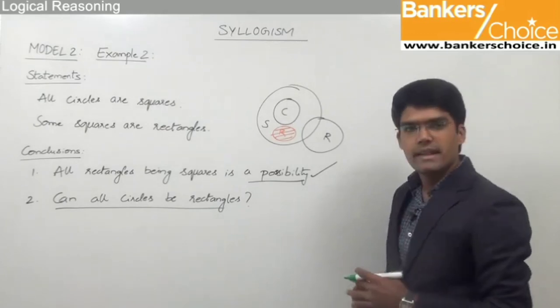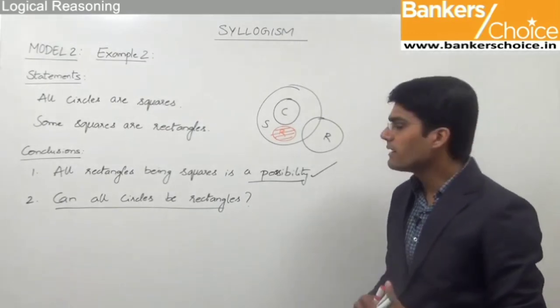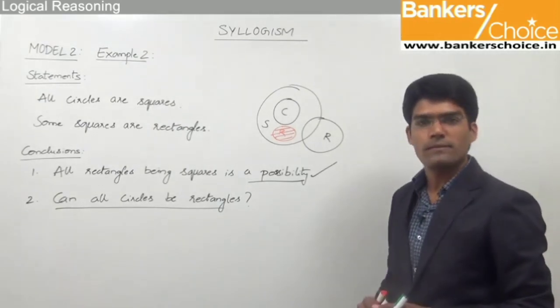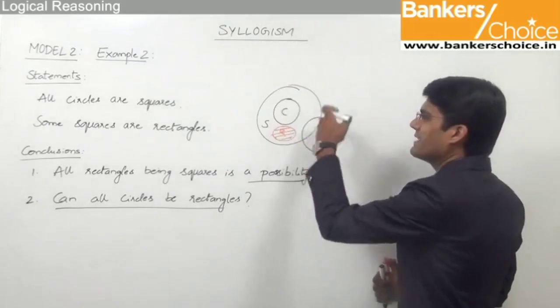Let us now look at the second conclusion, that is can all circles be rectangles. Here we need to check whether all the circles can be rectangles or not. Now if you go by the first statement, all the circles are squares can be taken as shown.